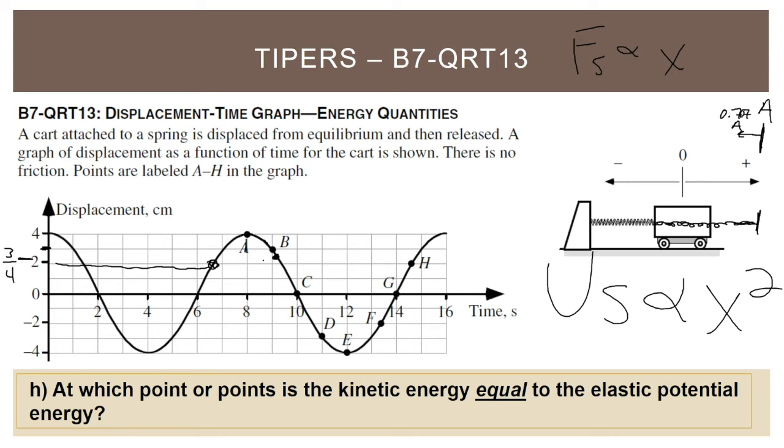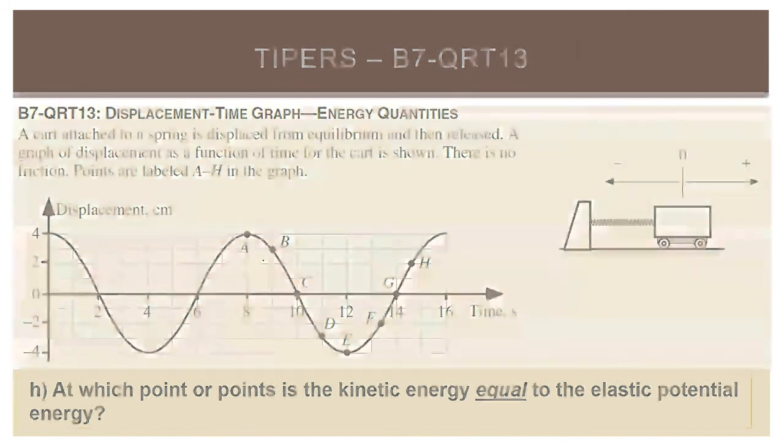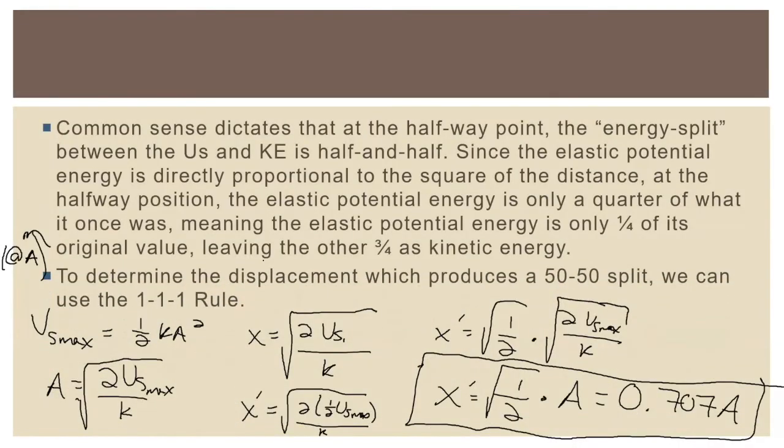Not 0.75, but 0.707. And so I'd like you to take a second to pause this video here and write that down, because this thing is very important. The energy doesn't change half and half when the distance is half and half. You have to be very careful when you're doing the 1-1-1 rule when there are radicals involved. Take a second to pause this video here and write that down. And when you hit play, we'll move on.